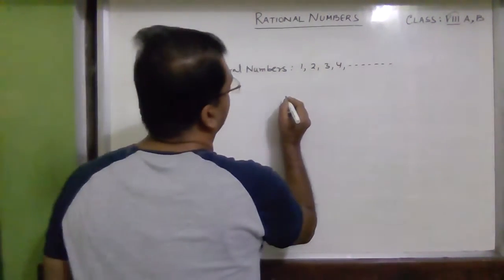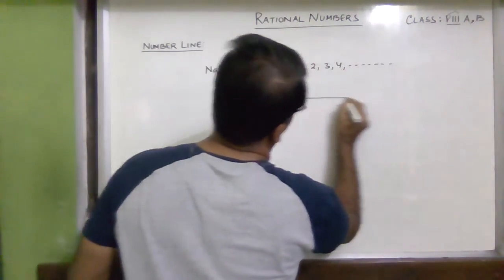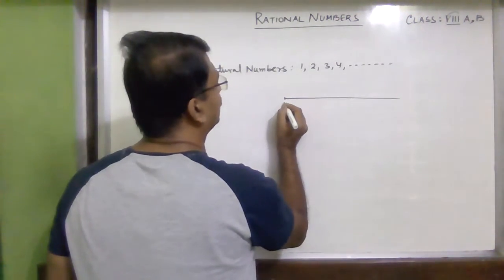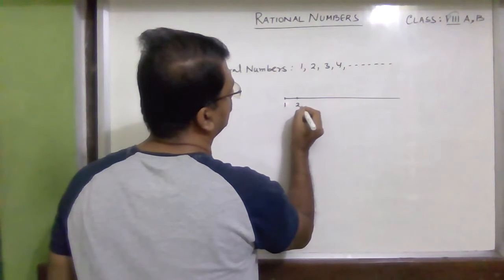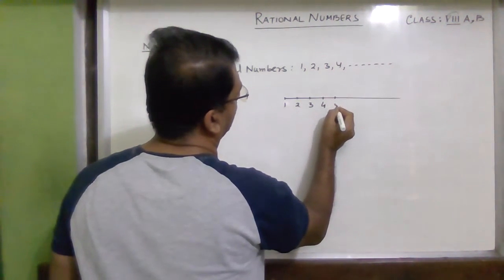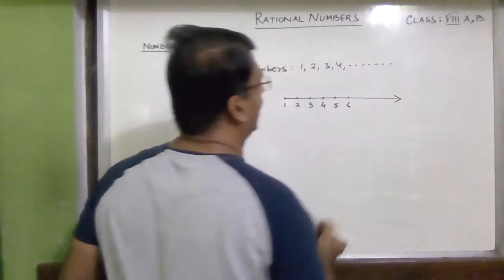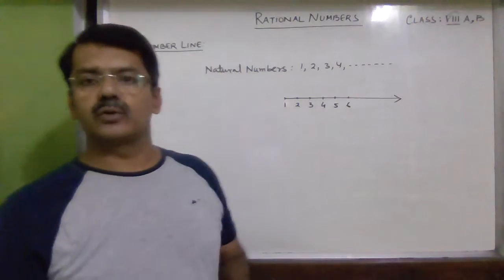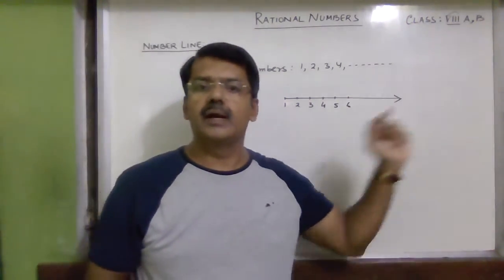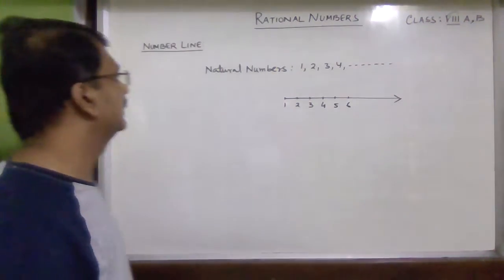That is why if I make the number line for natural numbers, it will start from 1, then 2, 3, 4, 5, 6, like that, and you will put an arrow over there which shows that it goes up to infinity. 1, 2, 3, 4, 5, 6 up to infinity.